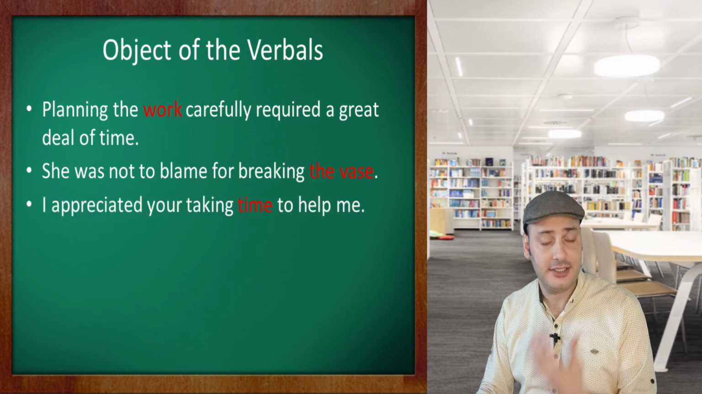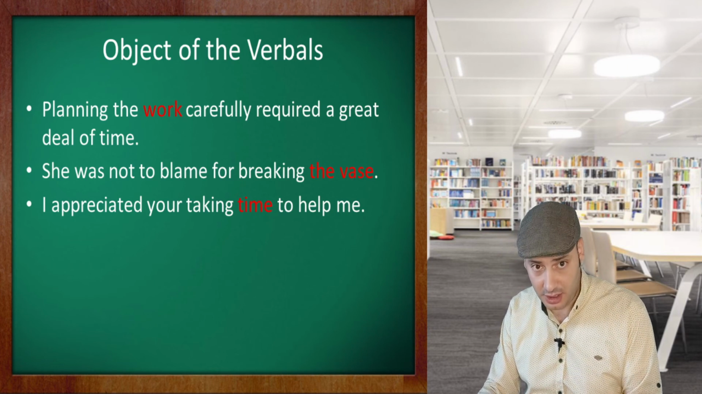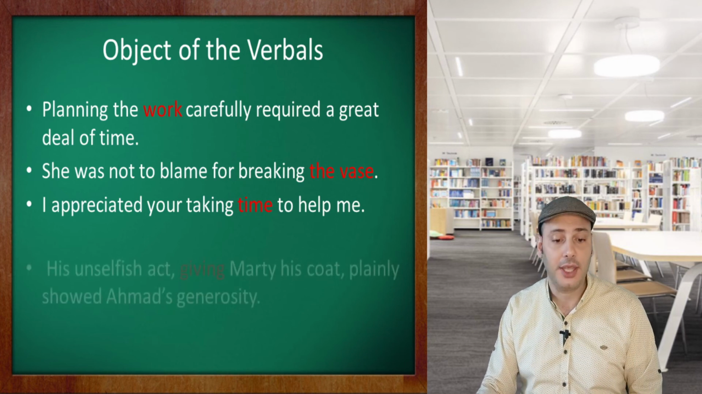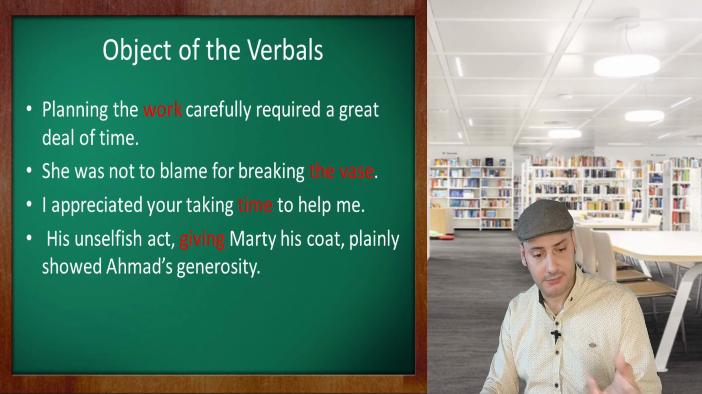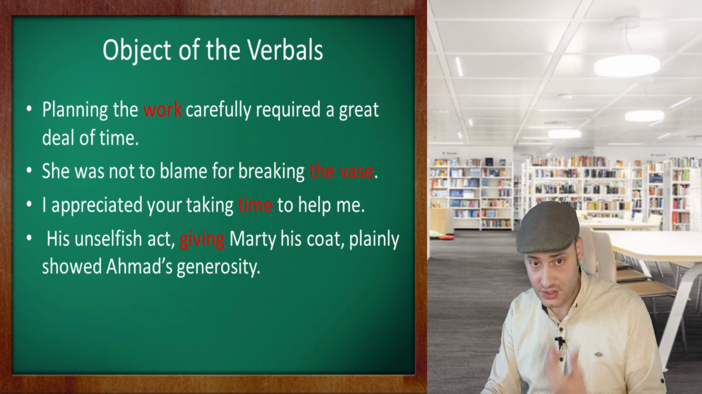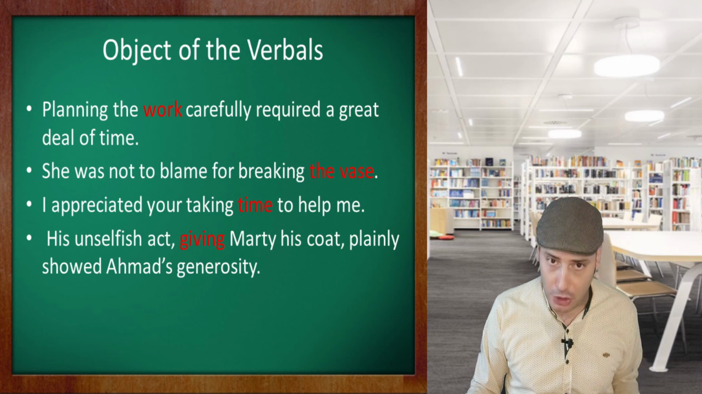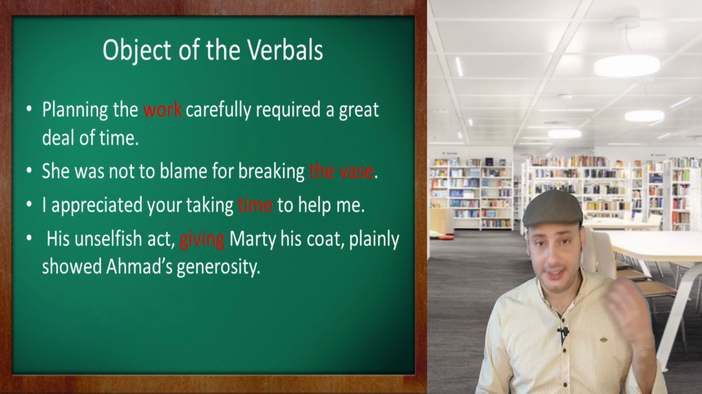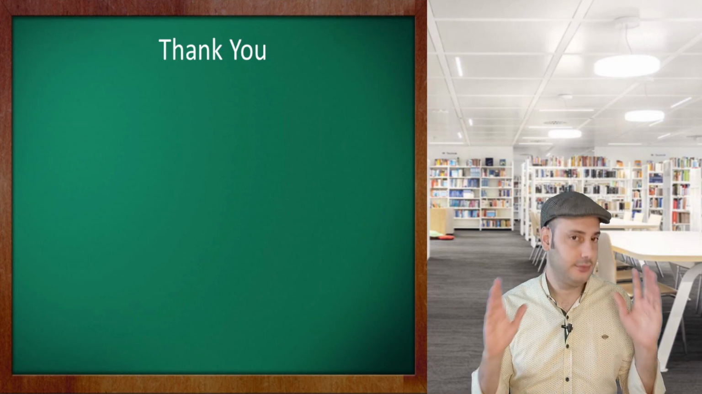Okay, the same example again. I appreciated your taking. We said taking itself is a verbal. Does it have an object? Yes. Taking what? Taking time. Okay, the next one. His unselfish act, giving. Here the red line should be on his coat. Giving what? His coat. His coat is the object of giving. Is giving a verb? No, it's not a verb. It's a gerund. It's a verbal. It's half a noun and half a verb. Okay, that's all for this video. Thank you and bye.